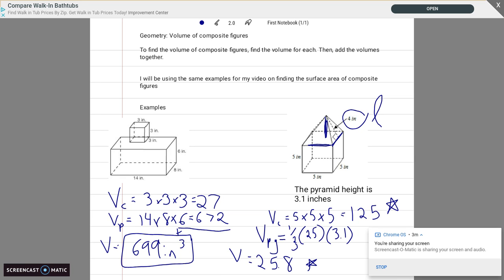And since I ran out of room, I'm going to put it at top over here. So 125 plus 25.8, which gives me a final volume of 150.8 inches cubed.